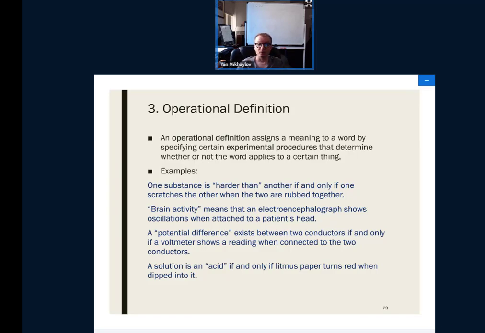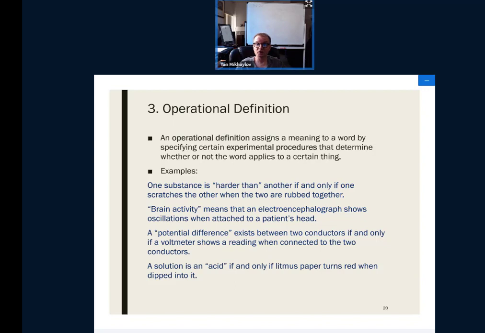Operational definition. What is that? Something you would typically see in science. In fact, this is a definition which assigns a meaning to a word by specifying certain experimental procedures that determine whether or not the word applies. Procedure is a key word here. There's always some sort of a procedure.